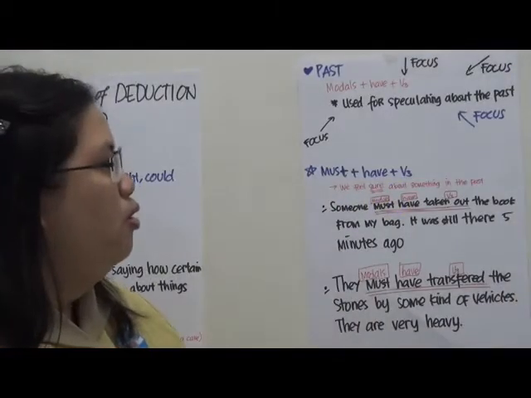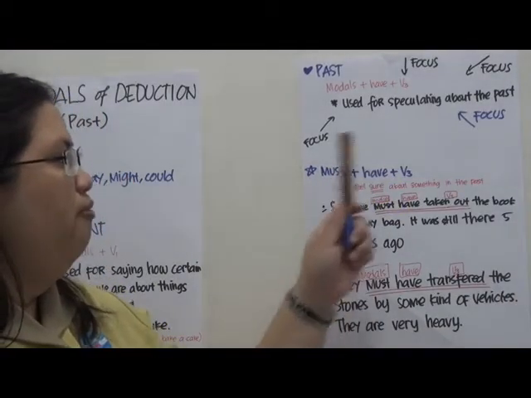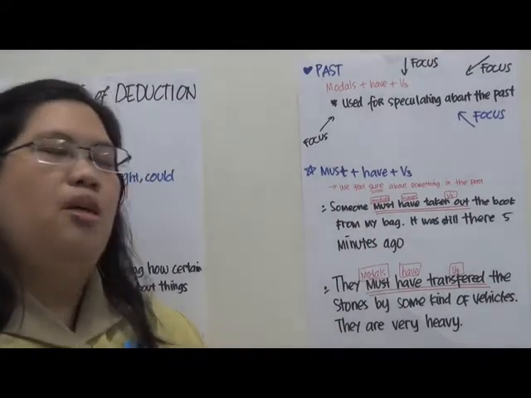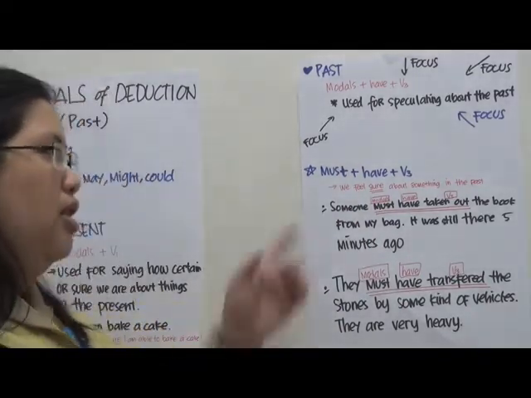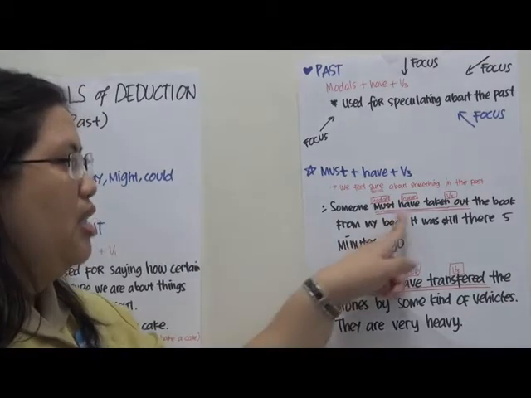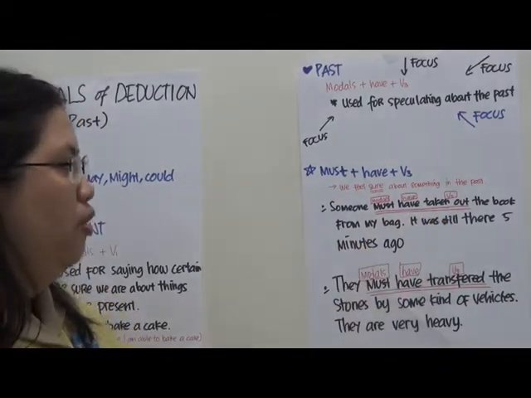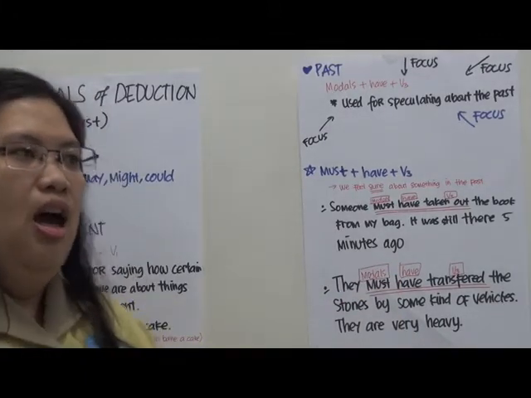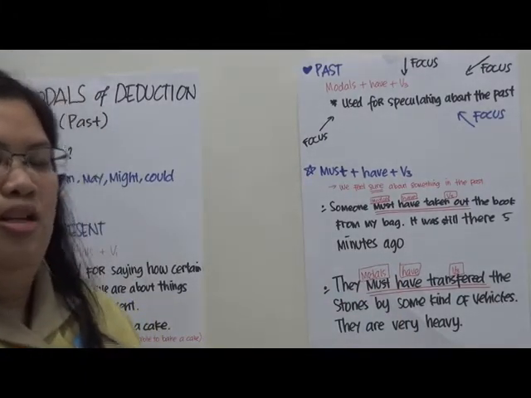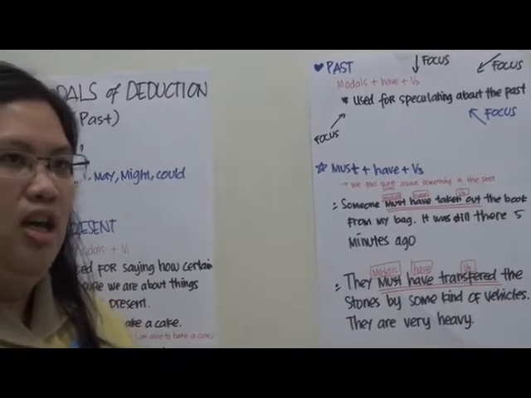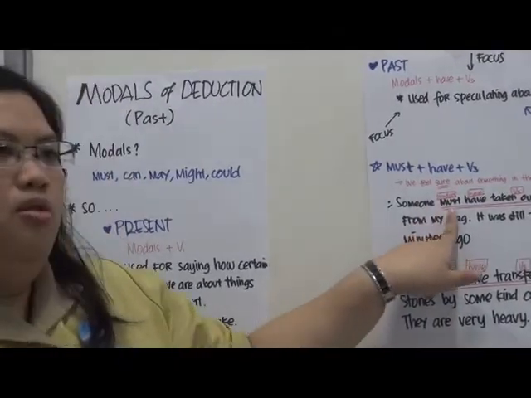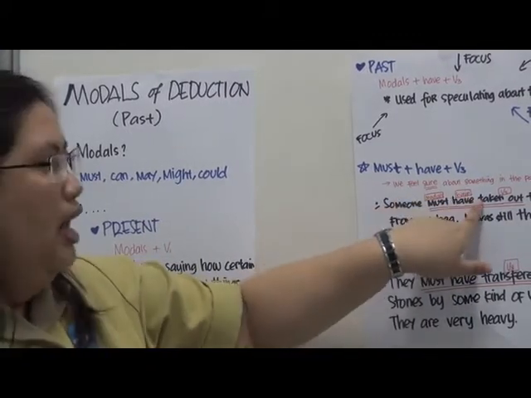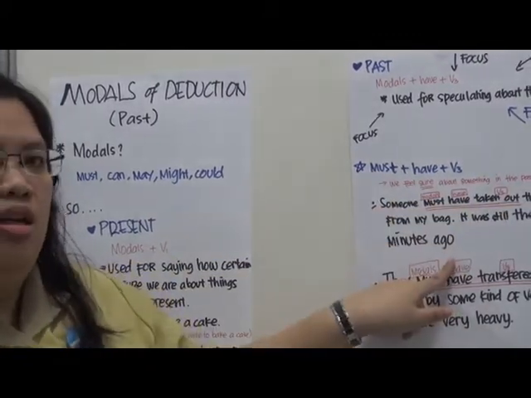But first of all, we use must. Must plus have plus verb 3. It's used when we feel sure about something that happened in the past. For example, someone must have taken out the book from my bag. It was still there 5 minutes ago, which means I still had it 5 minutes ago, but now it's gone, so someone must have taken it. Must is the modal, have is the have, and taken out is the verb 3.